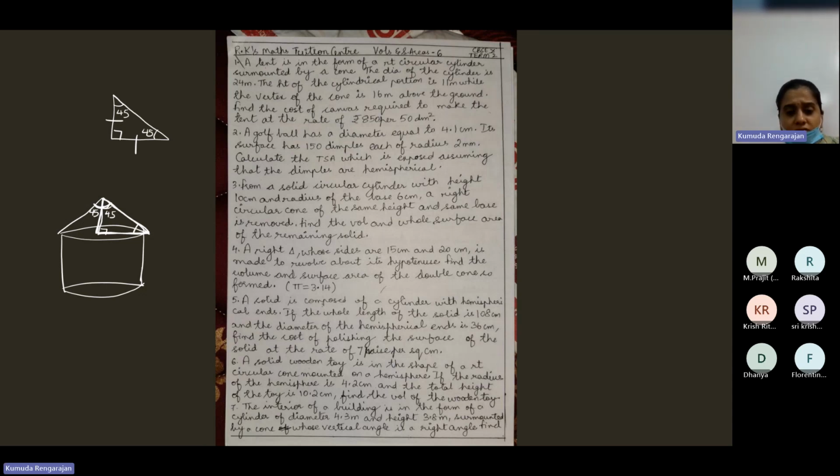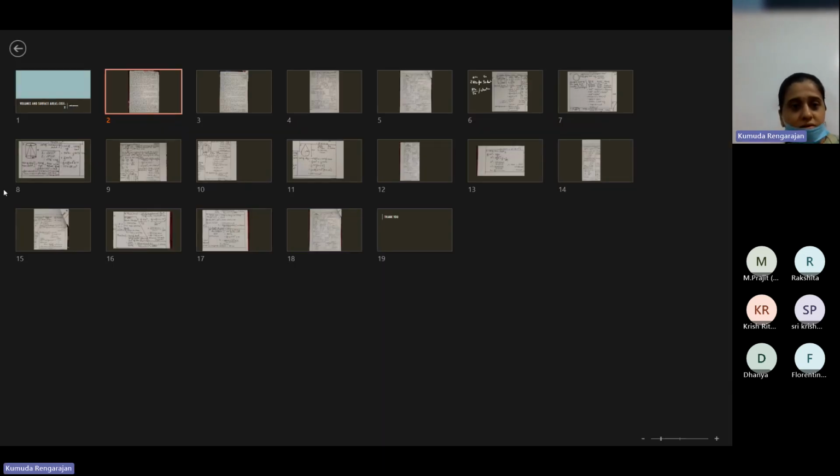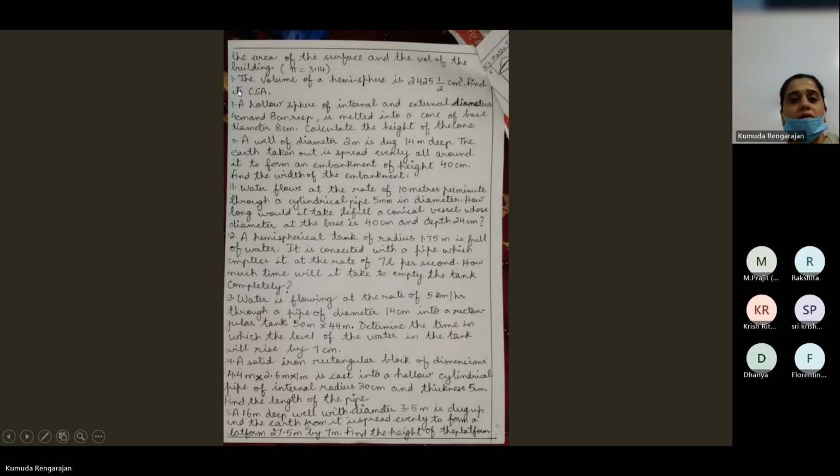The interior of a building is in the form of a cylinder of this diameter and height, surmounted by a cone of vertical angle 90 degrees. Find the area of the surface and the volume of the building. Surface meaning the surface.